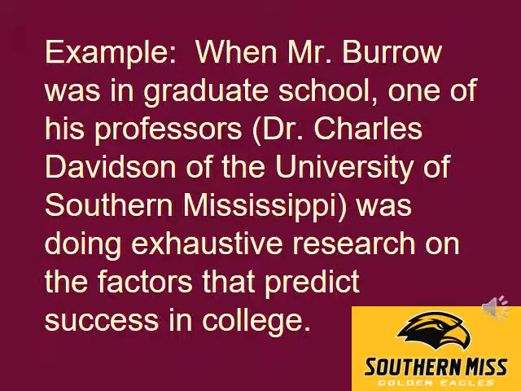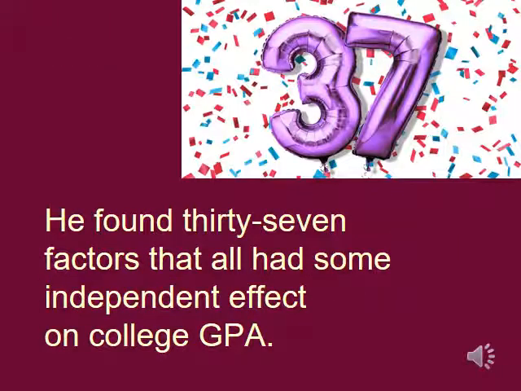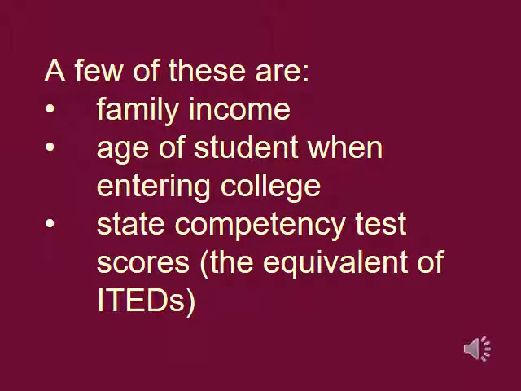So back when I was in graduate school, one of my professors, a good old boy named Dr. Davidson, he did research on what did predict success in college. And he knew also that like ACT might sort of, but not really very well, and there might be some other things that would predict it better. Dr. Davidson actually came up with 37 different factors that he thought might have some effect on college grade point. I'm not going to list off all 37, but I am going to mention a few of them.